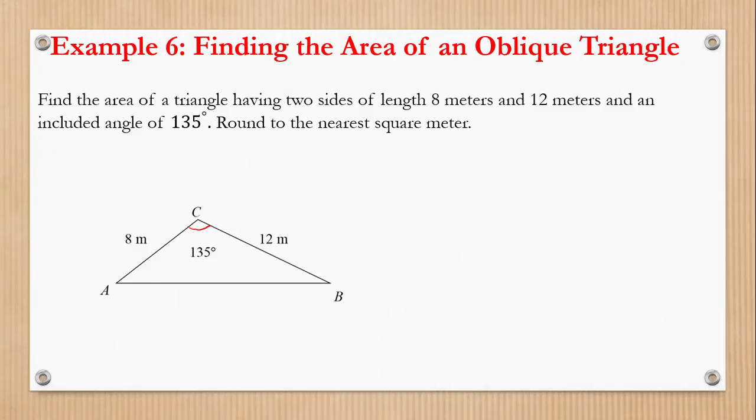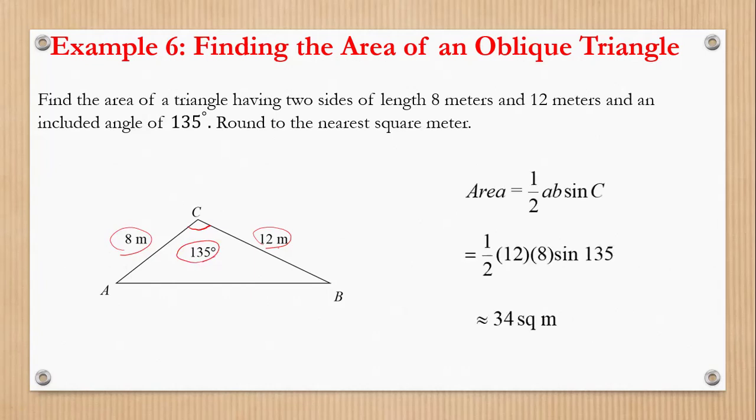Okay, and to find the area, I know that I need to multiply the sides, then multiply by the sine of this angle, and then divide by 2. So multiply 12 by 8, then multiply by the sine of 135 degrees, and then divide by 2, or multiply by 1/2, and you get 34 square meters. Because the units for the sides are meters, the area is in square meters.